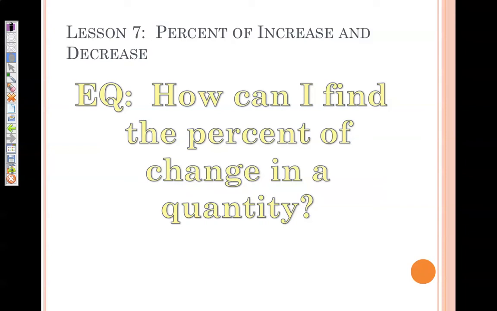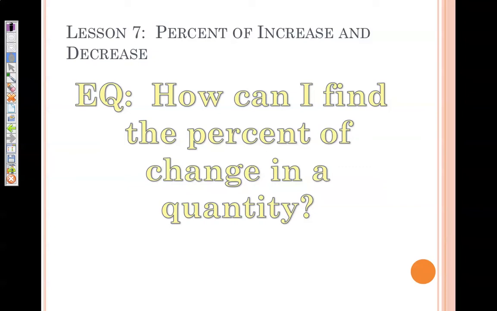Today we're going to talk about something that could really help you out in your everyday life. This lesson is called percent of increase and decrease. And your essential question for this lesson is, how can I find the percent of change in a quantity?